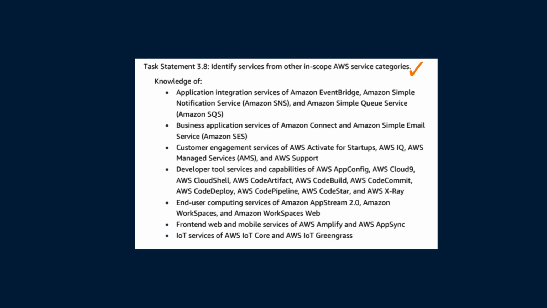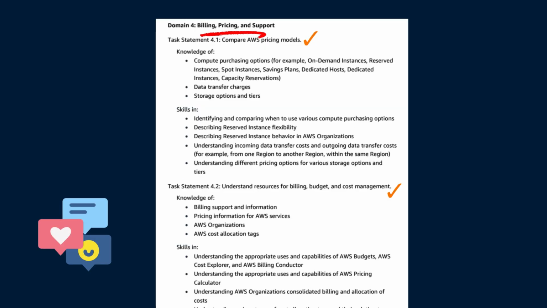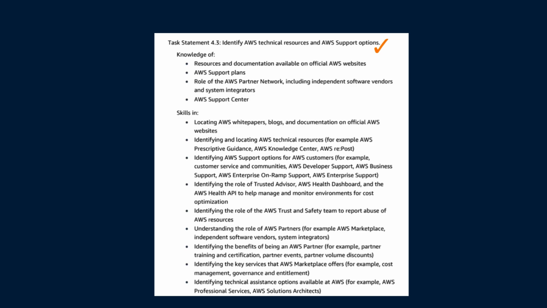And then the last domain, billing, pricing, and support. Compare AWS pricing models, understand resources for billing, budget, and cost management. Identify AWS technical resources and AWS support options. Okay, so these are the main domains that you need to focus on.